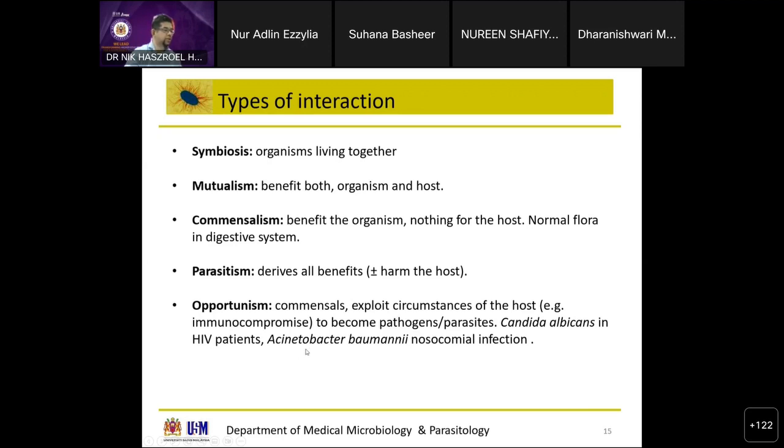And also, there is Acinetobacter baumannii. It's a low virulent organism. It's everywhere in the environment. In a normal host, the immunity can defend itself. But in the immunocompromised, the immune system is weak. Even a low virulent organism can cause infection. In the hospital environment, we call this a nosocomial infection. Usually in ICU patients who are immunocompromised, it can cause opportunistic infection.